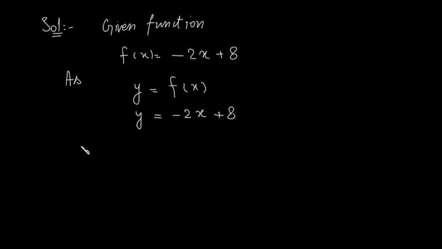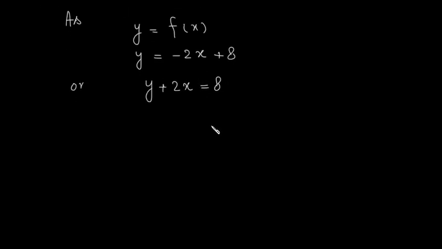So we can write it in the form of y plus 2x equals to 8, and by shifting y to the right hand side, we have 2x equals to 8 minus y. Now dividing by 2.